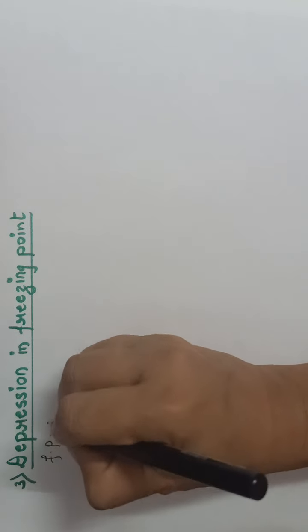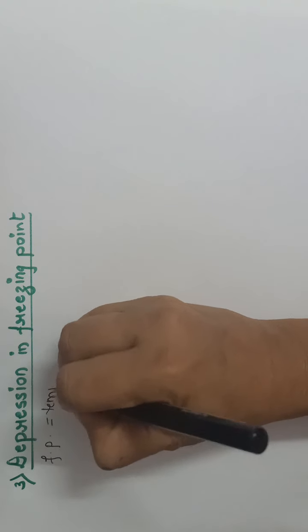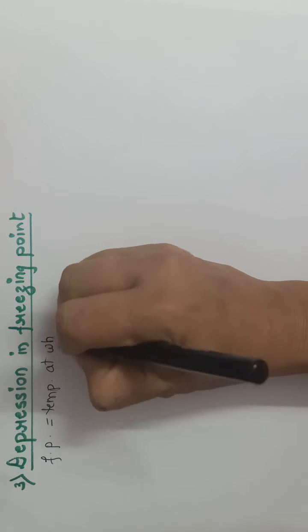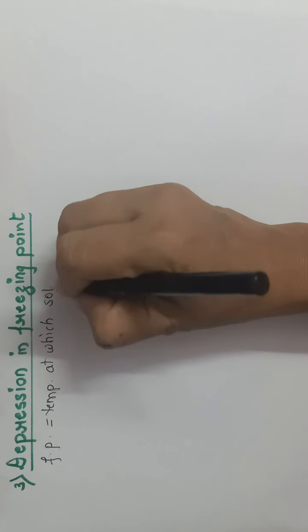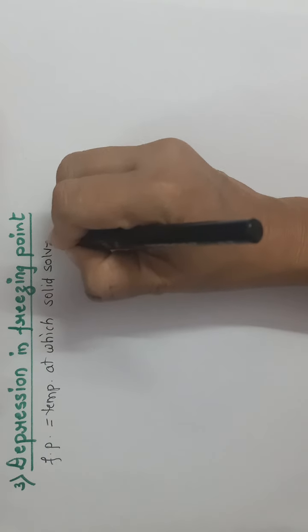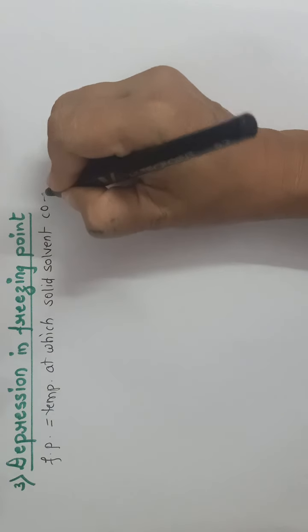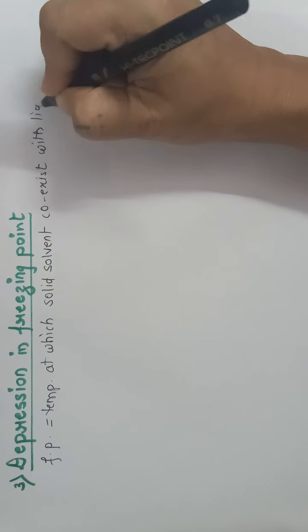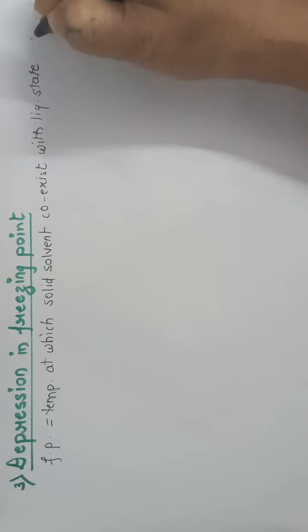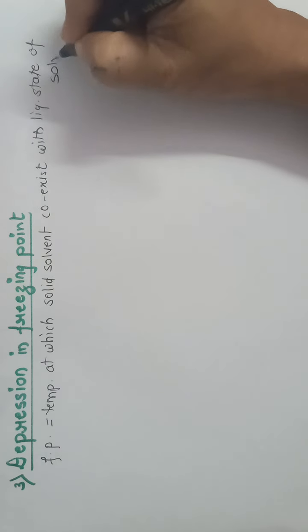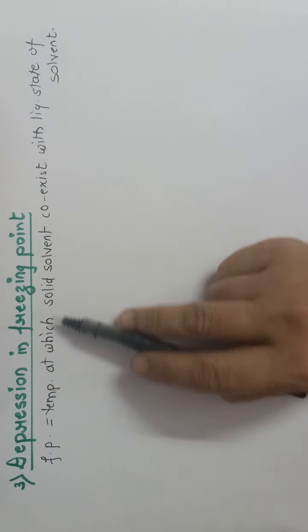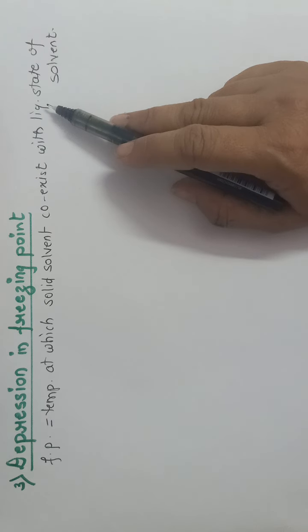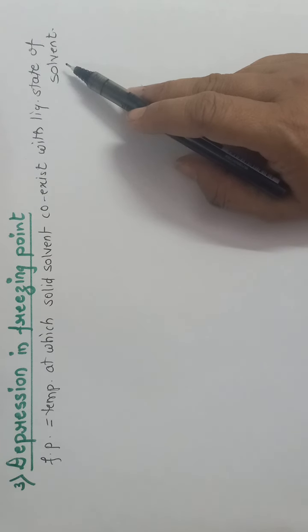First of all, what do you mean by freezing point? Freezing point is the temperature at which the solid state of the solvent coexists with the liquid state of the solvent. Or also I can say that it is the temperature at which the solid and the liquid state of the solvent are in equilibrium. I will try to explain this with the help of a graph.